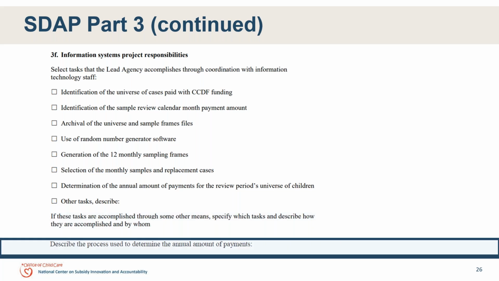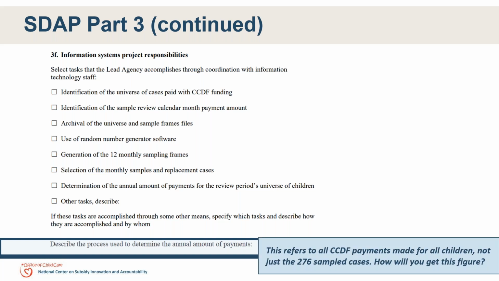And in the last part of 3F, describe your process to determine the annual amount of payments. This refers to all CCDF payments that were made for all children over the sample period. So share how you'll get this figure. Do you get it from a particular person or unit, or how will you pull it from a system, and so on?